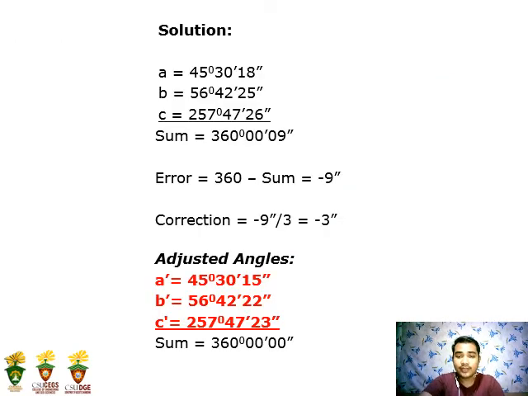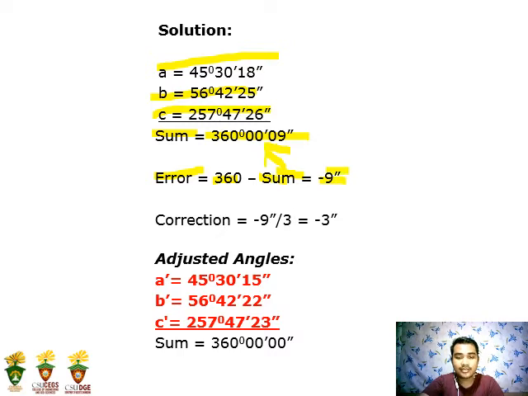Alright, so the first thing we are going to do for the solution is, of course, add the angles composing station A. We have angle A as 45, 30, 18, angle B 56, 42, 25, and angle C 257, 47, 26. We need to get the sum of the three angles. When we add them, it comes up with 360 degrees and 9 seconds. Therefore, to get the error, we subtract the sum from 360 degrees. 360 degrees minus 360 and 9 seconds gives us an error of negative 9 seconds.